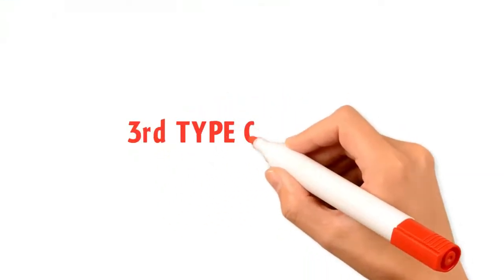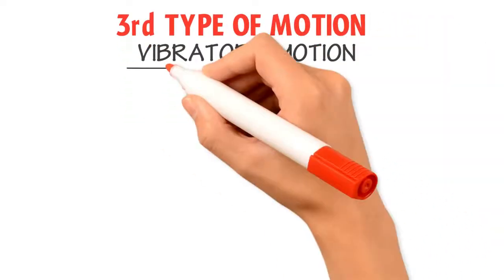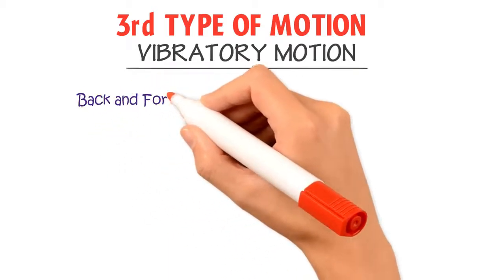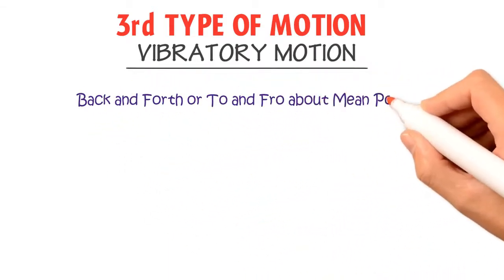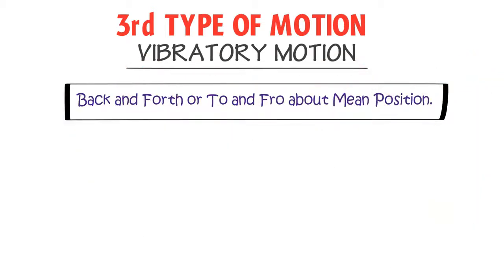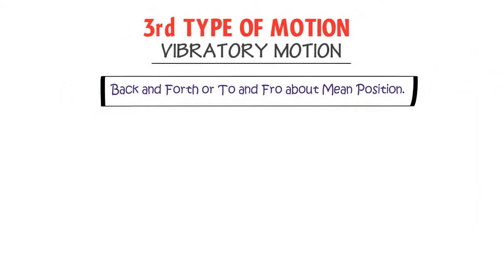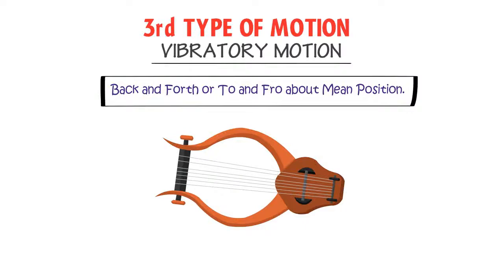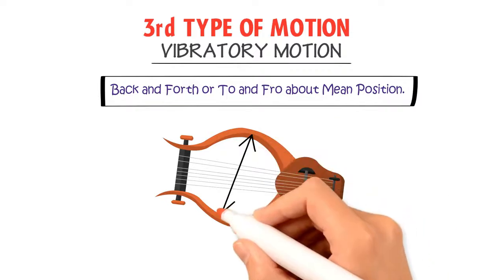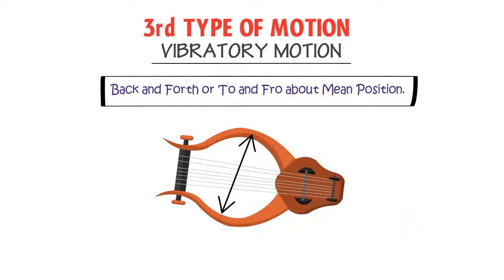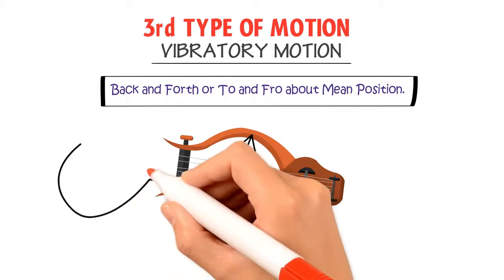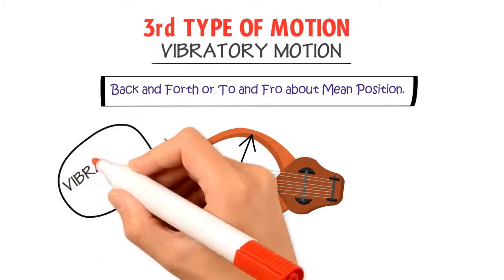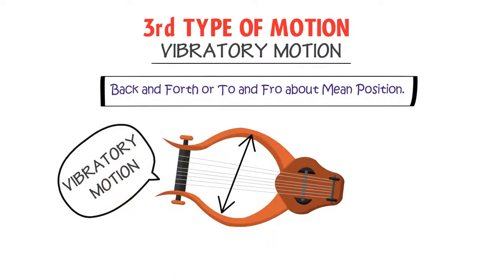At last, let me teach you the concept of the third type of motion, which is vibratory motion. The back and forth motion or the to and fro motion of a body over the same path about its mean position is called vibratory motion. For example, the motion of wires of a sitar or violin. These wires move up and down. Once you pluck it upward or downward from its rest or mean position, as a result, these wires move up and down or to and fro. As a result, they perform vibratory motion.